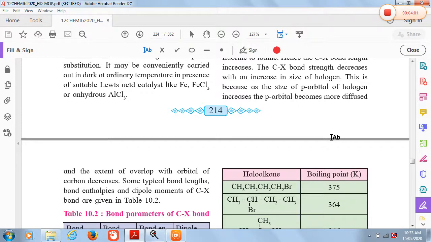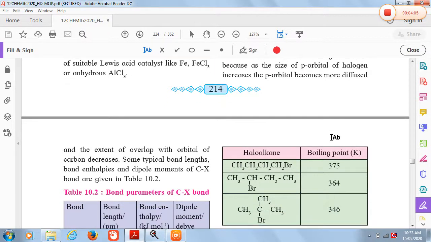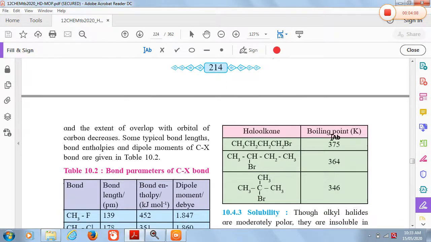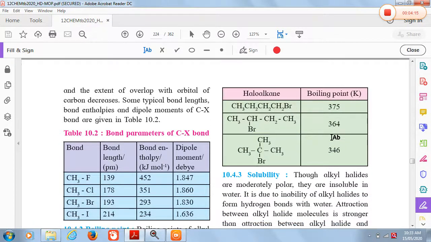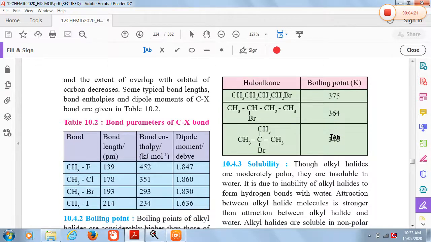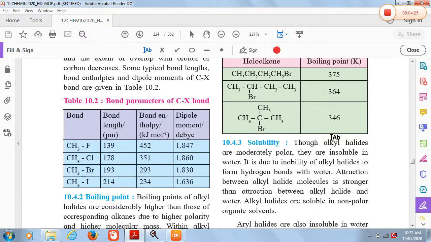So some typical bond lengths and bond enthalpies as well as the dipole moment of the C-X bond are given in the following table. What is dipole moment? It is the product of charge and the distance of separation between the two bonded atoms. So if you observe the bond parameters of the C-X bond, the C-F bond in methyl fluoride, the bond length is given as 139 picometer. And what is the bond enthalpy or bond energy? It is 452 kilojoule per mole, and the dipole moment is 1.847 D.